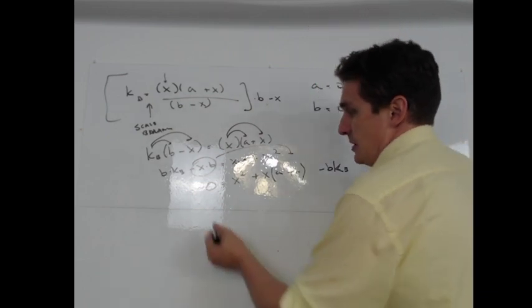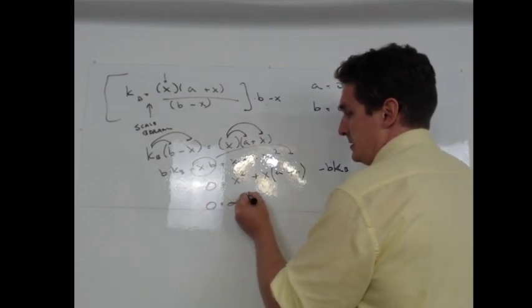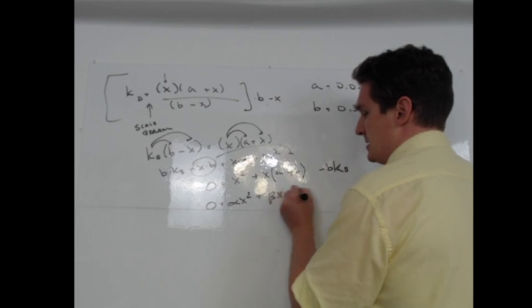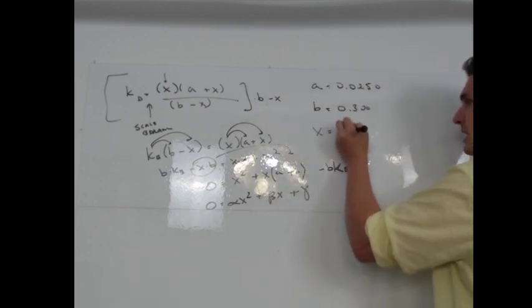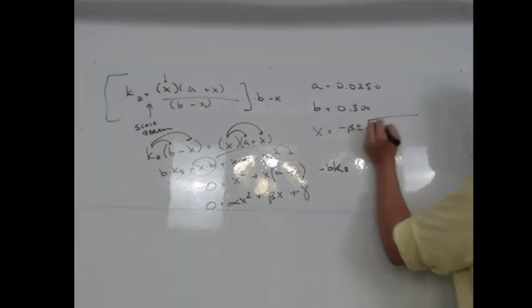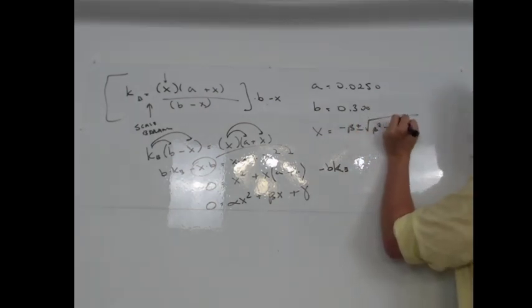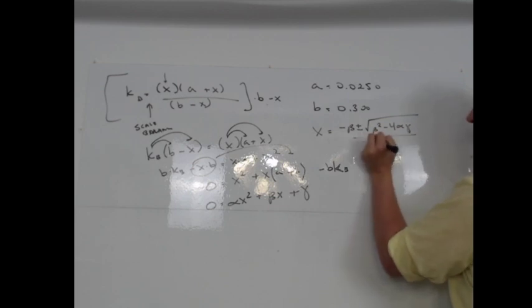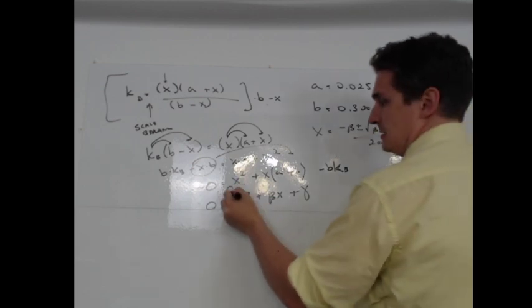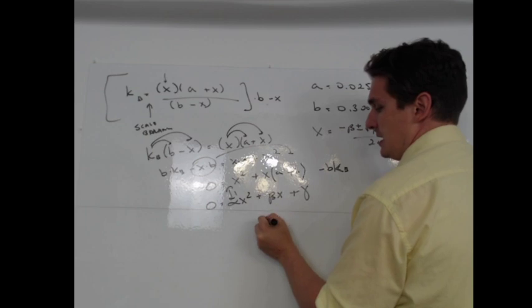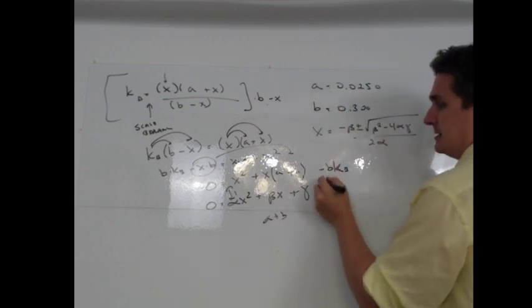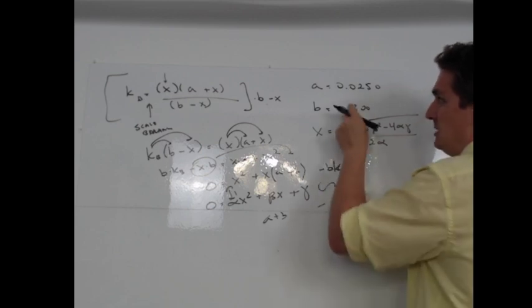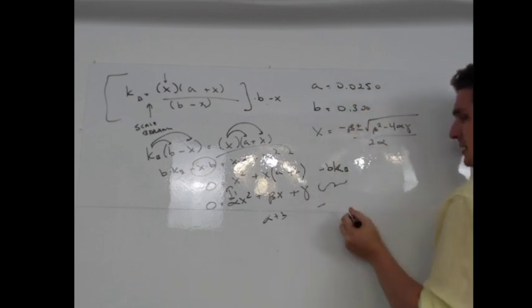So the quadratic equation says that if I have AX squared plus BX plus C, X equals the opposite of B plus or minus the square root of B squared minus 4AC, all over 2A. A here is 1. B is A plus B, in this case 0.025 plus 0.3. And C here is the negative of B, 0.3 times the KB.